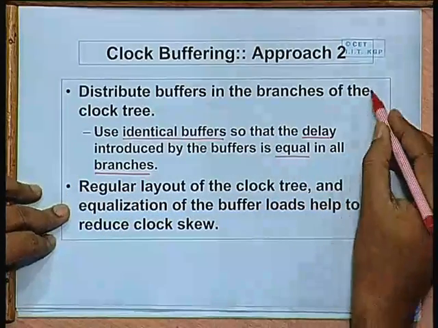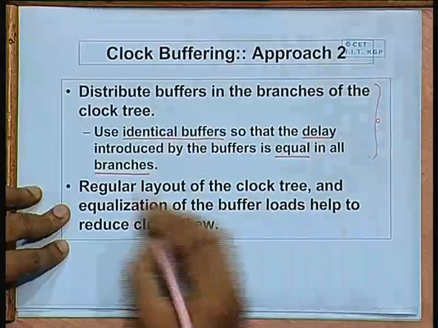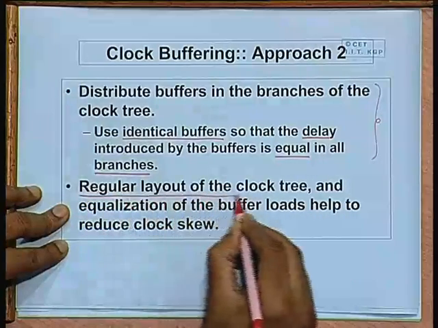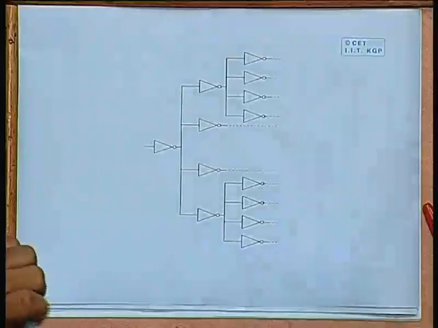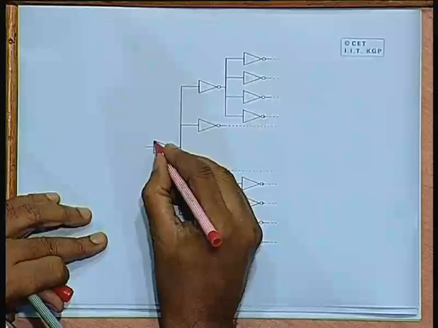Well, this demands some kind of a regular layout of the clock tree. This we shall be looking at very shortly, that how the clock tree layout can be made regular. But for the timing, let us see how this buffer distribution can be done over the clock tree. Well, this again you can conceptually look at it like this. These are the buffers.